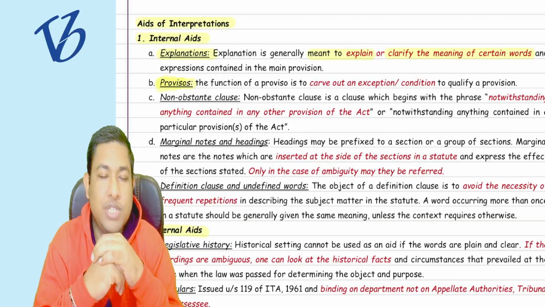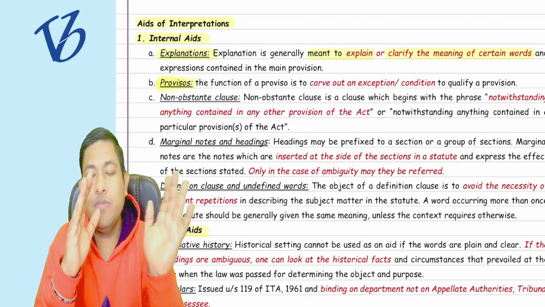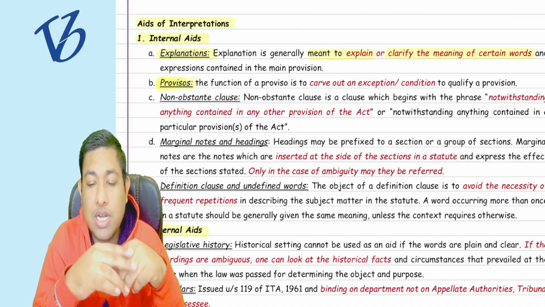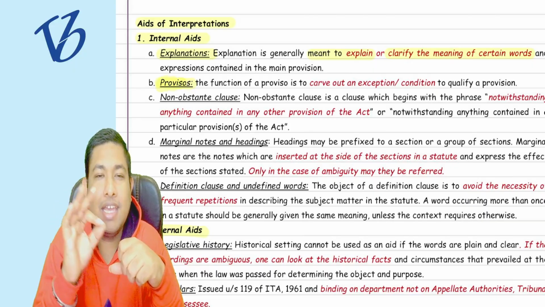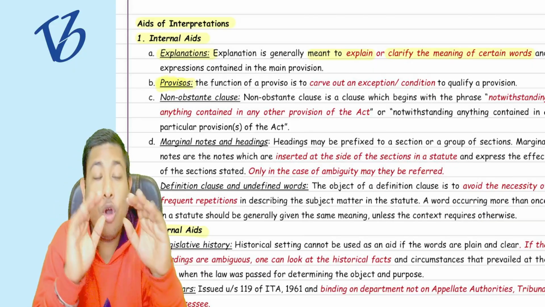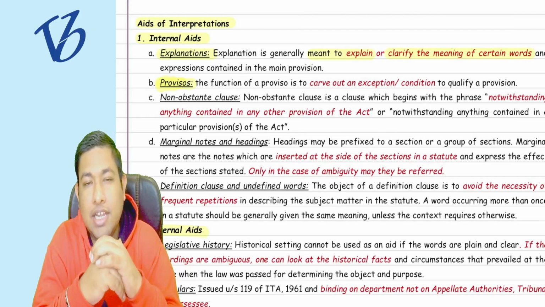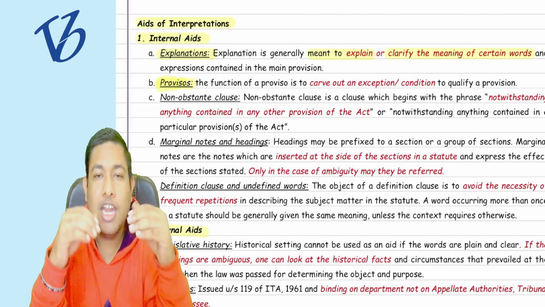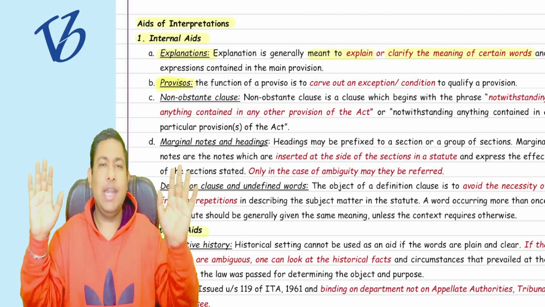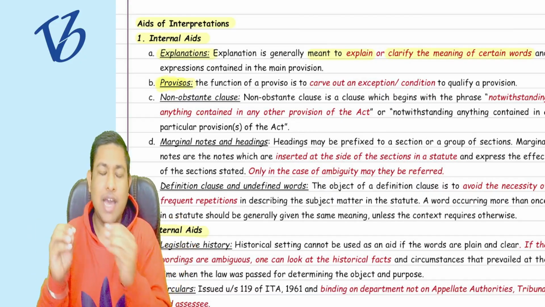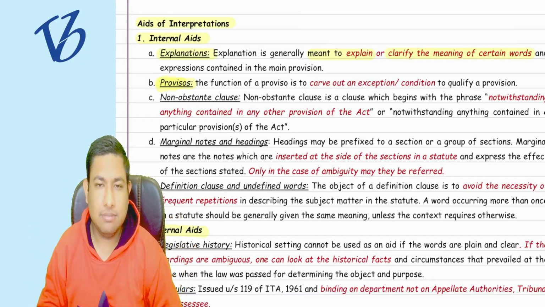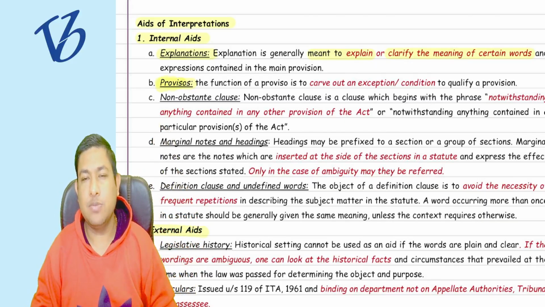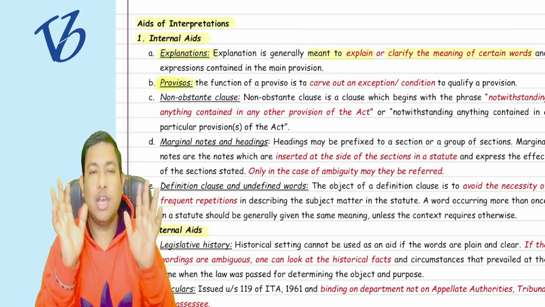What does the non-obstante clause say? There could be various provisions where you will find that it starts with the words "notwithstanding anything contained in this provision," or "notwithstanding anything contained in the other sections of this particular act." What does it mean? It means that I have an overriding effect. Whatever the other provisions of this act or the other subsections of this particular section are saying, I do not care about anything.